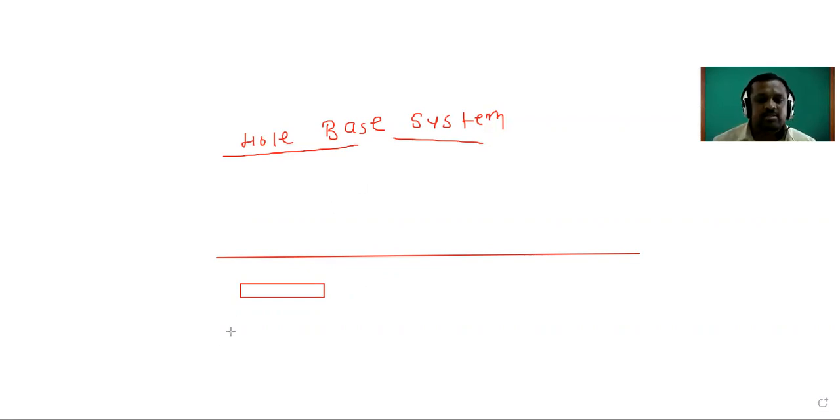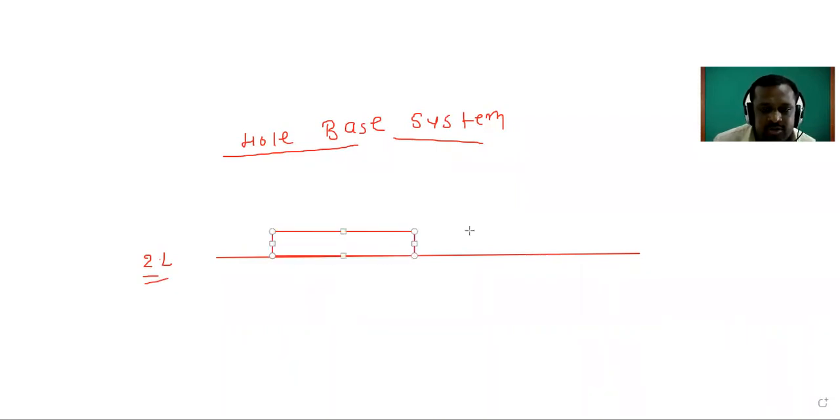Okay, see here. This is the zero line, and that line indicates the zero line. It is correct. Zero line is here, and we are showing the hole basis system. First we have to show the tolerance zone for the hole. The tolerance zone for the hole should be like this.